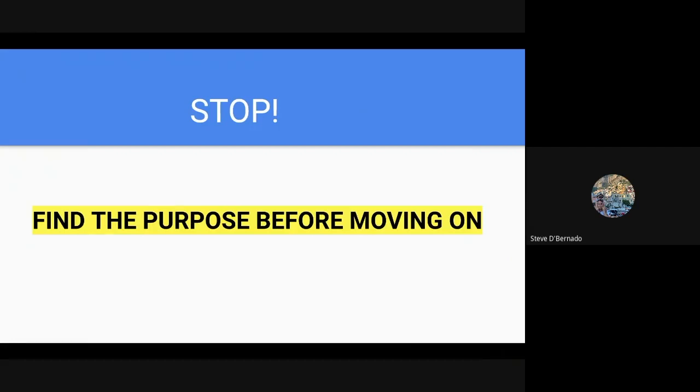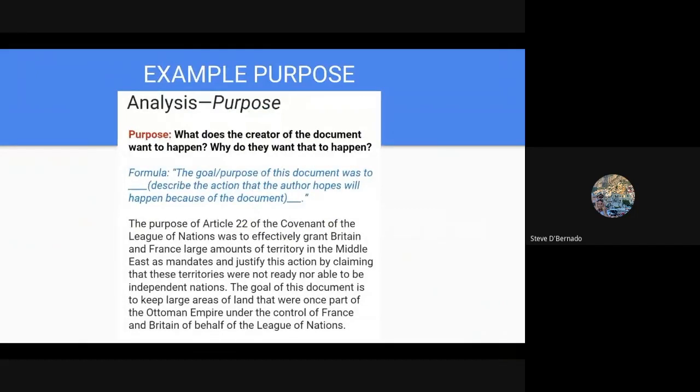Okay, here's a great example of the purpose from that previous document. So once again, what does the creator of the document want to happen? Why did they want it to happen? Let's take a look. The purpose of Article 22 of the Covenant of the League of Nations was to effectively grant Britain and France large amounts of territory in the Middle East as mandates, and justify this action by claiming that these territories were not ready nor able to be independent nations.